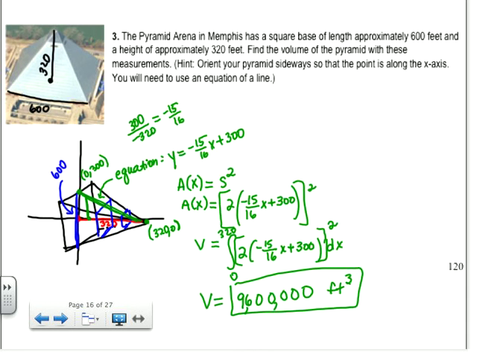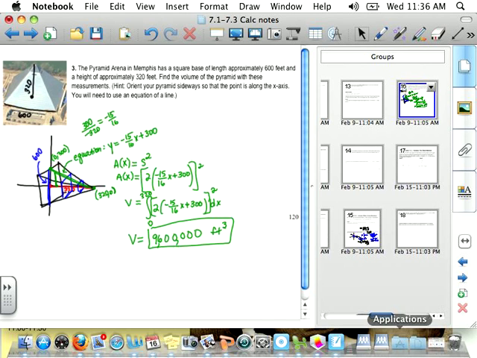Okay, any questions on that? That was the last example. Is there one more? That's the last one. That was interesting. So we really know how to do that.